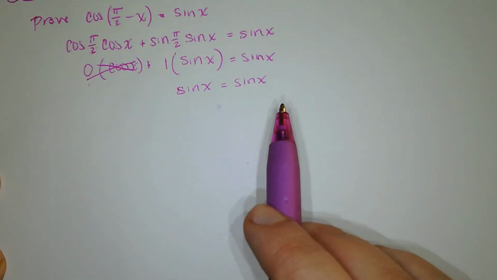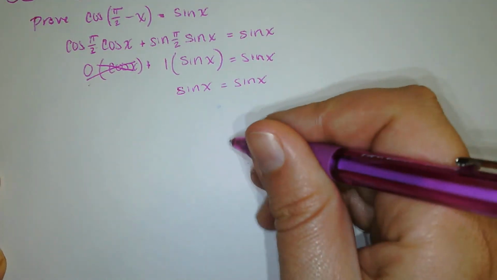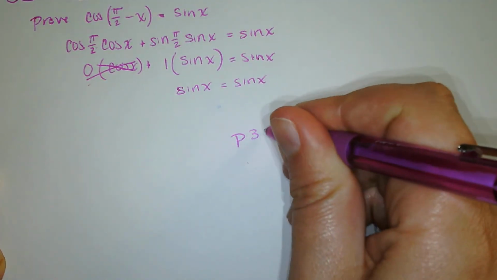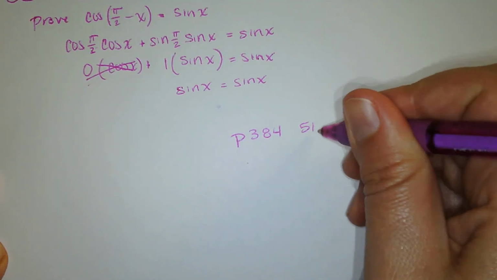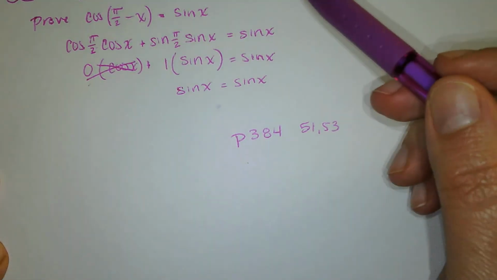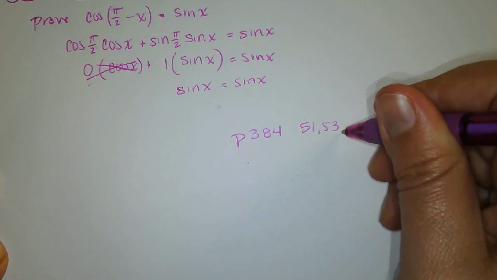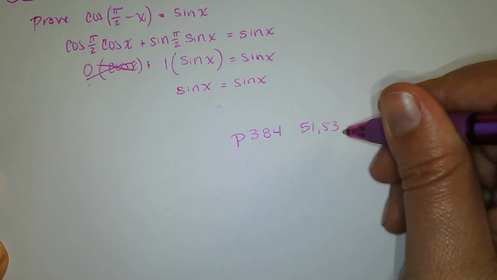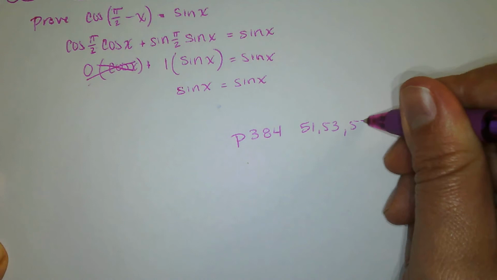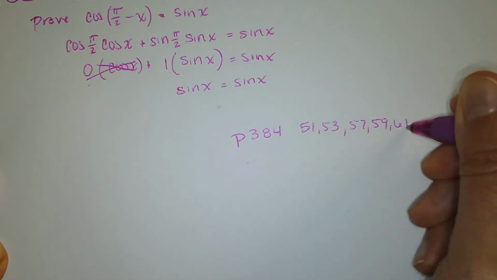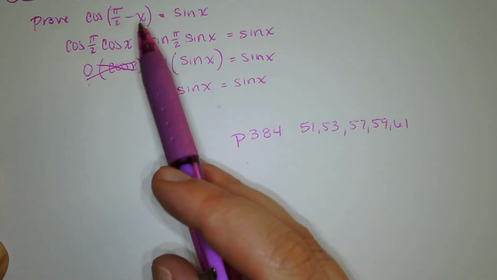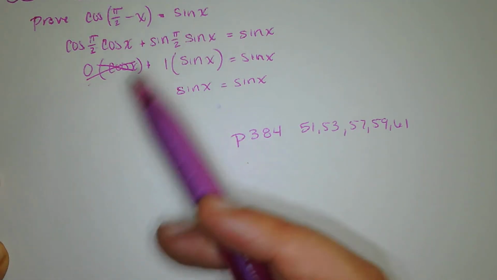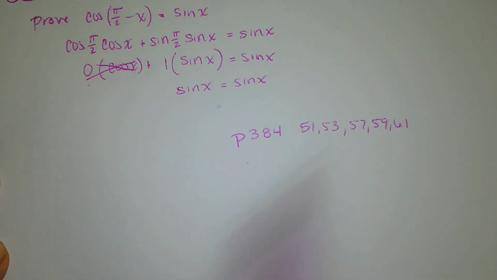Anyhow, I have a few examples of these on page 384. I would like you to try 51 and 53, which are like the first example I just showed you, and then 57, 59, and 61, which are properties like this, where you're going to prove something. So you want to make one side equal to the other side. All right, let me know if you get stuck on any of them. We can walk through them.